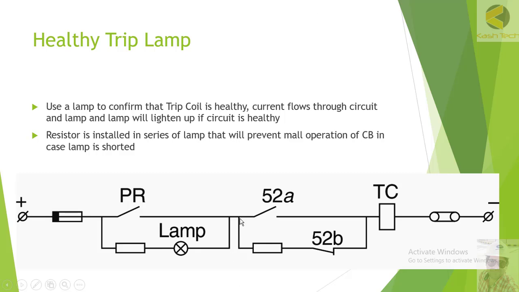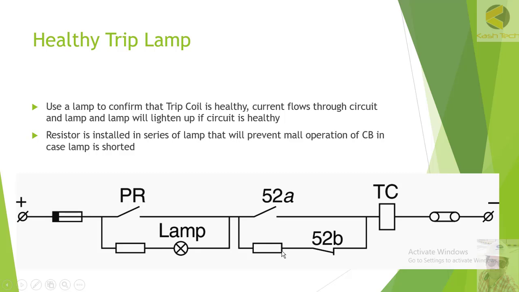So here you can see it will come down through this resistor. 52B is closed because it is opposite of the CB status, through this trip coil, and this contact, the lamp will be energized. So this is the circuit for the lamp in case the circuit breaker is in open position.